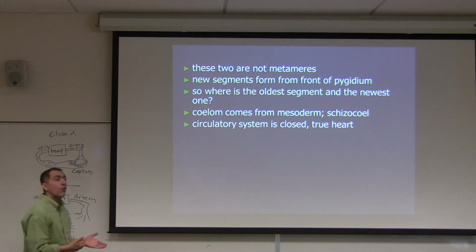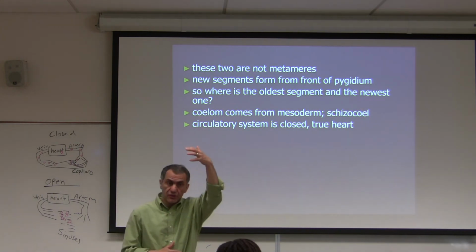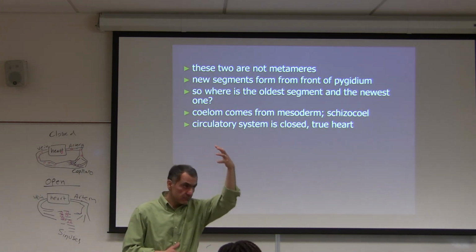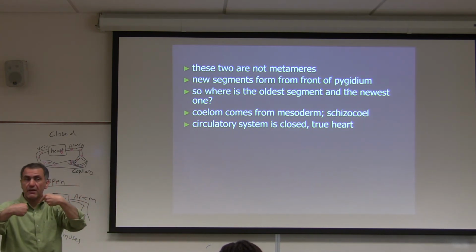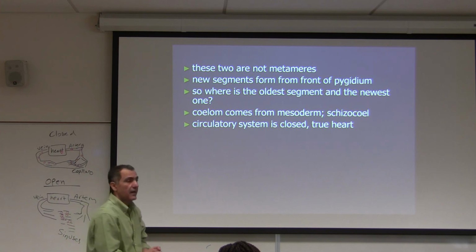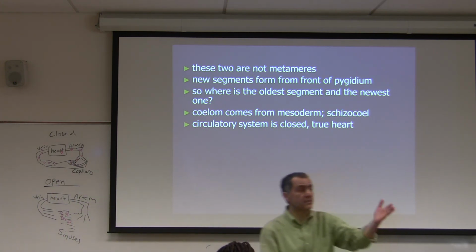That's the difference. They call them open circulatory system and closed circulatory system. Which one is more evolutionary, more advanced? It's supposed to be the closed circulatory system. That's what we have. We are more advanced. The closed circulatory system is more advanced than the open circulatory system.